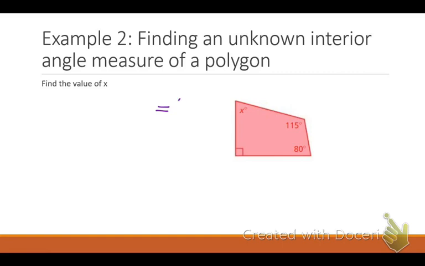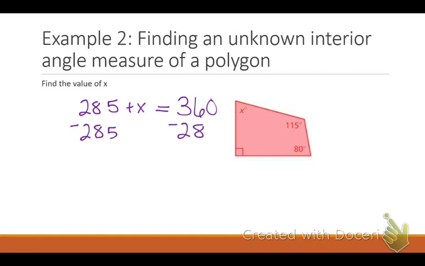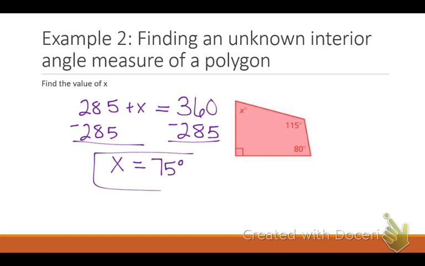Okay, so my sum is 360. Who got 360? Very good. So if you didn't know that for a 4-sided polygon the sum is 360, you could have done 4 minus 2, which is 2, times 180. When you add these three together, what did you get for the sum? I got 285. So 285 plus x, subtract 285, subtract 285, and x equals what, guys? 75. 75 degrees. All right, very good.